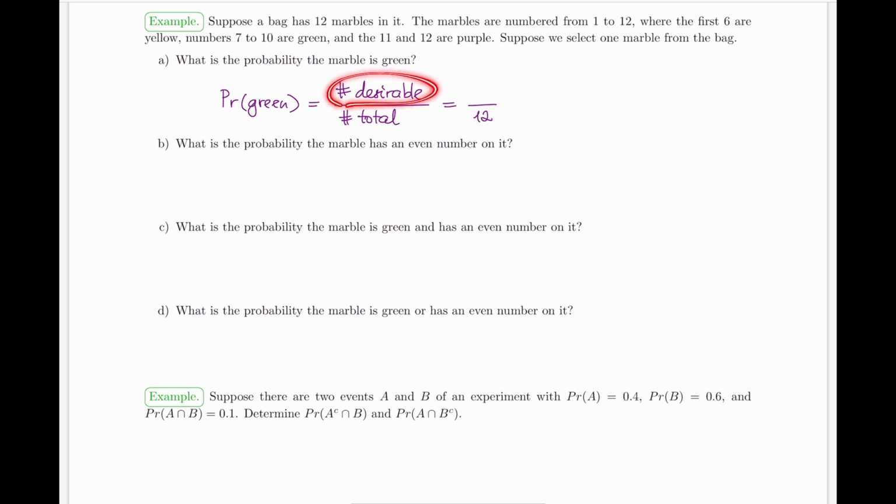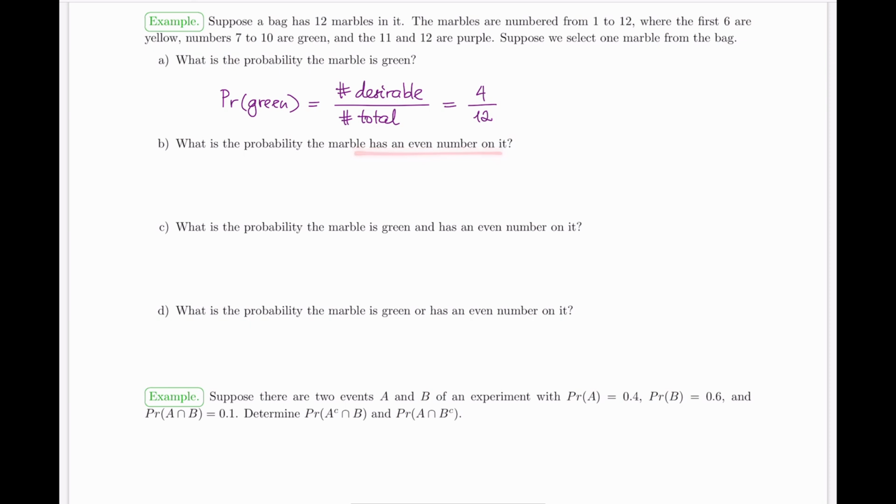The number of desirable outcomes here is the number of green marbles that I can draw. How many marbles are green? What do we have? 7 to 10. So 7, 8, 9, 10. 4 of them are green. And therefore, the probability of drawing a green marble is 4 over 12. Or if you want to simplify, 1/3.